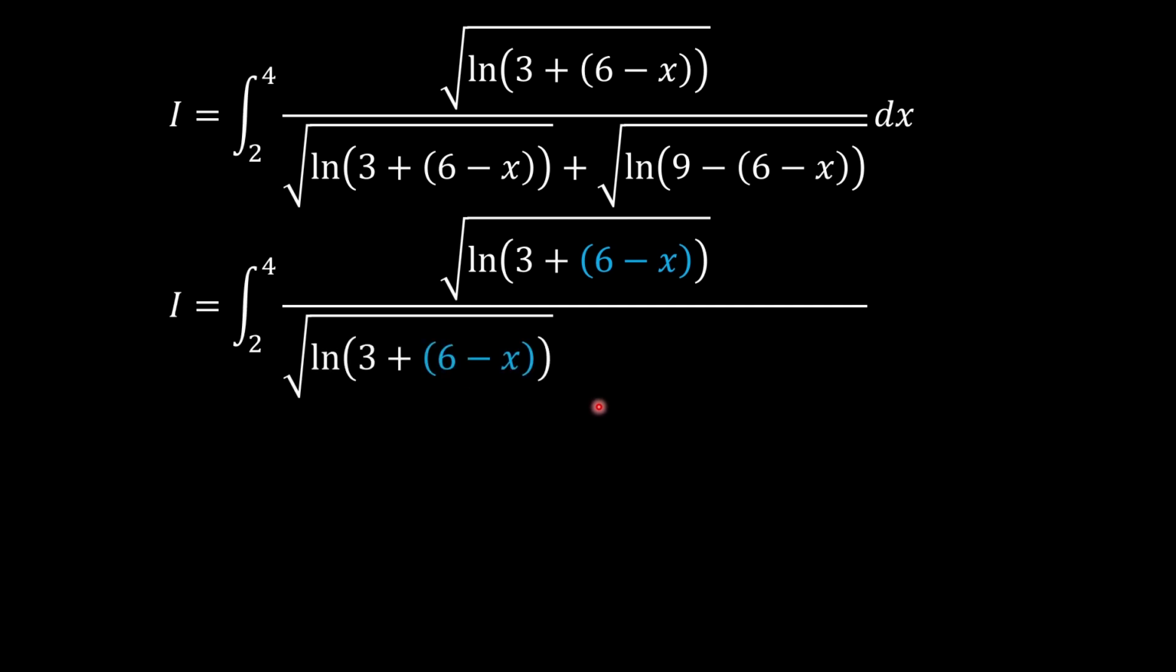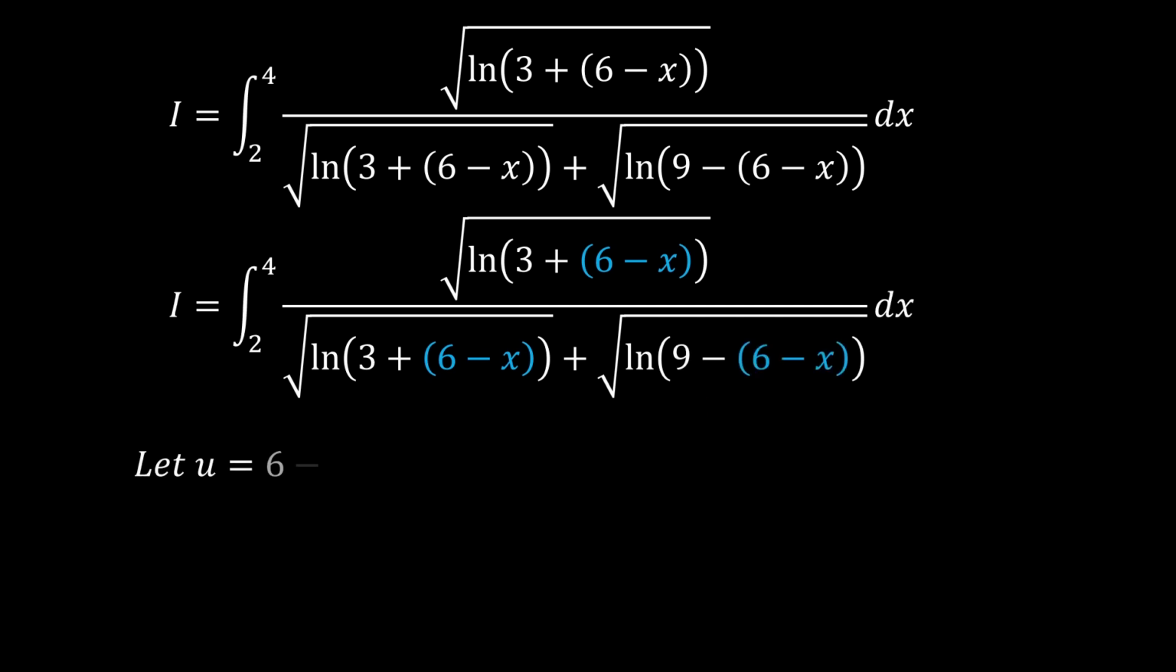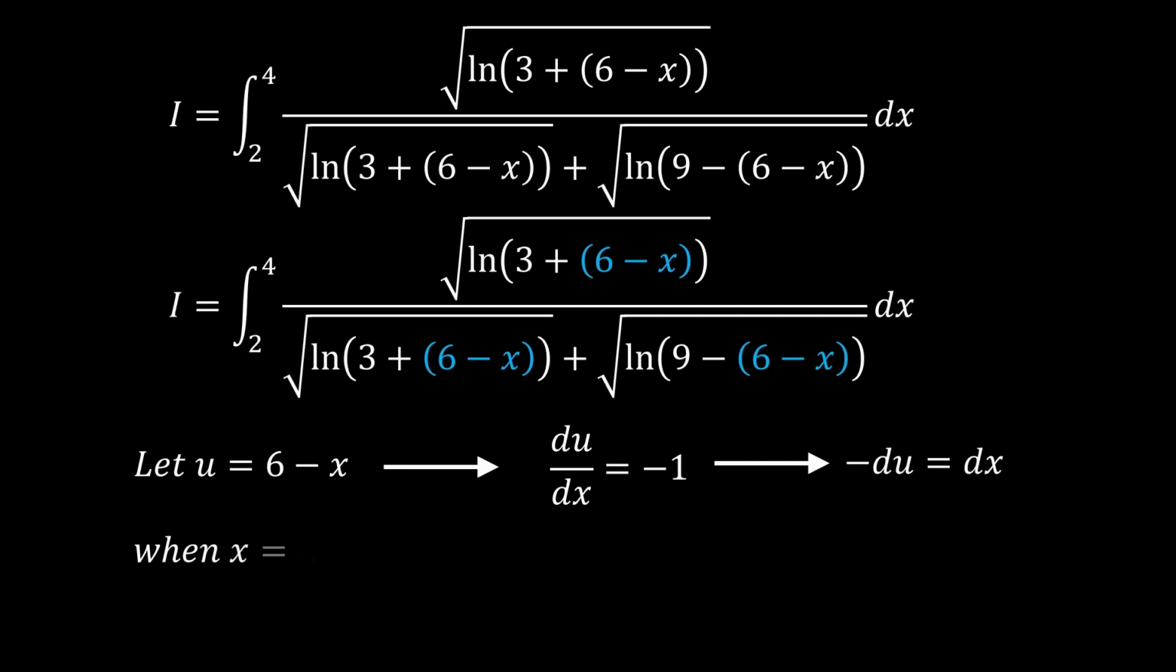Okay, so what happens? If we now focus on the 6 minus x here, and we try to substitute for 6 minus x, let u equal 6 minus x. The derivative of u with respect to x is equal to negative 1, and so we can substitute for dx with negative du. What about the limits? When x equals 2, u equals 4. When x equals 4, u equals 2.